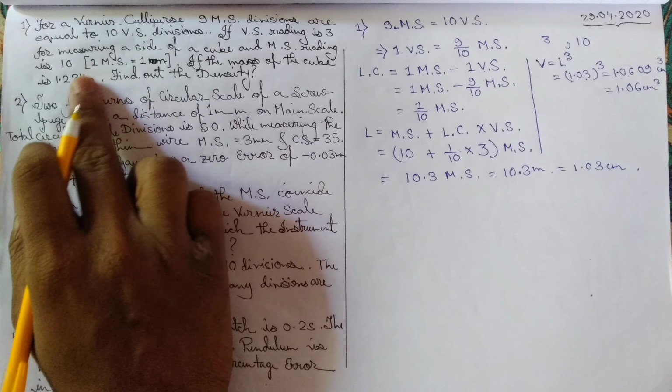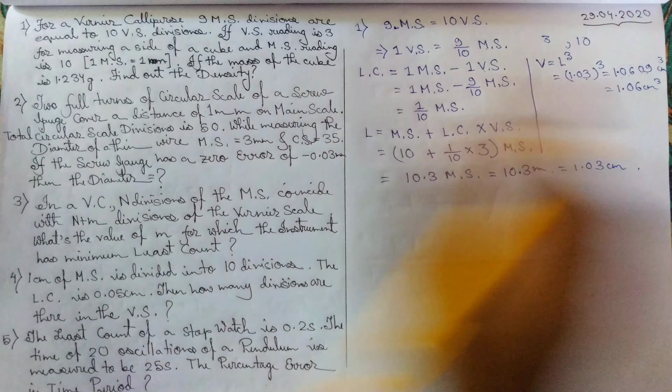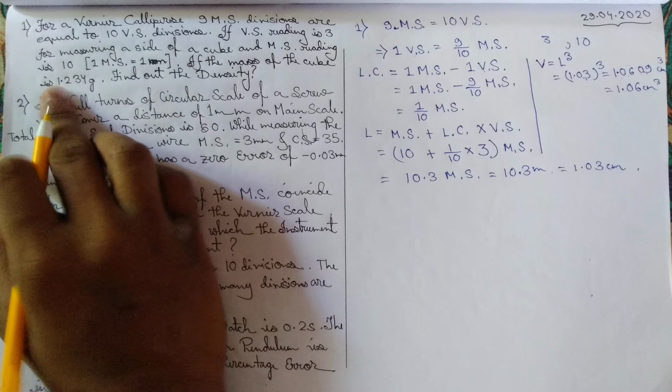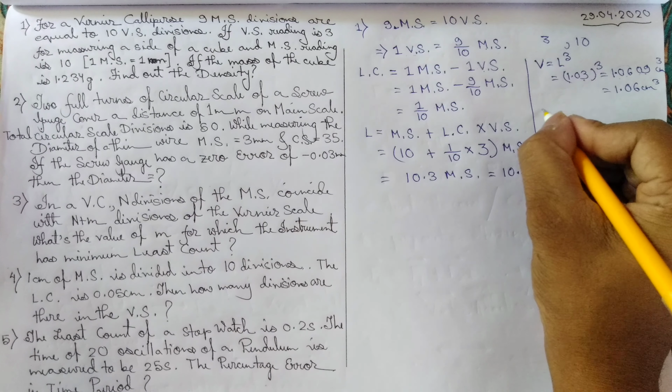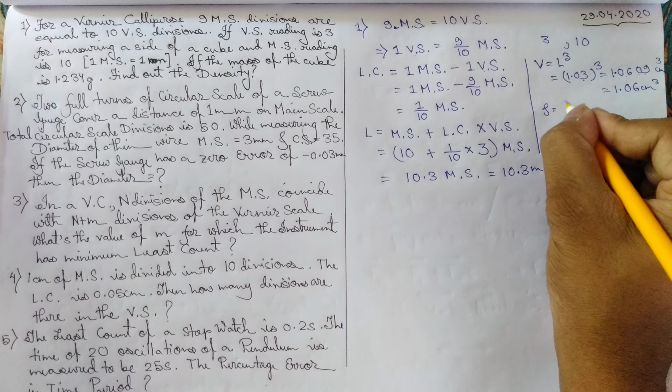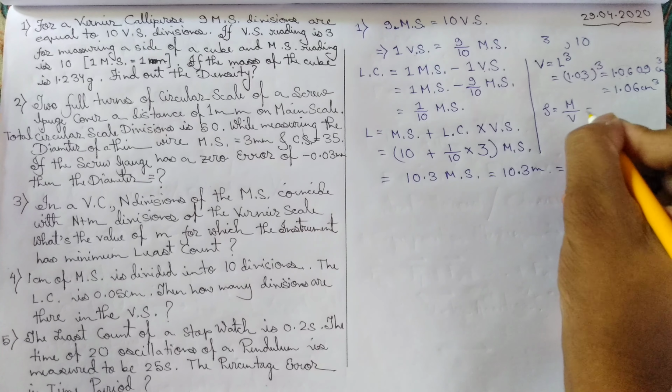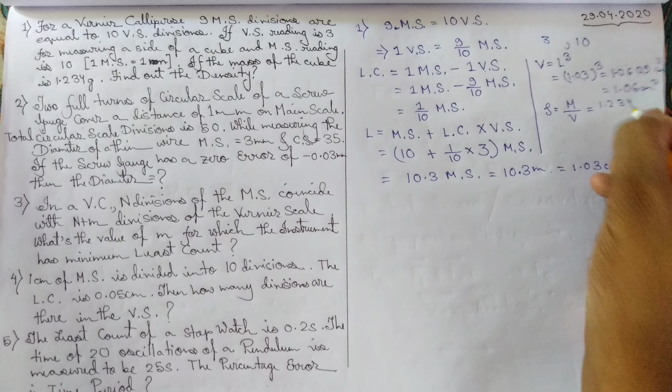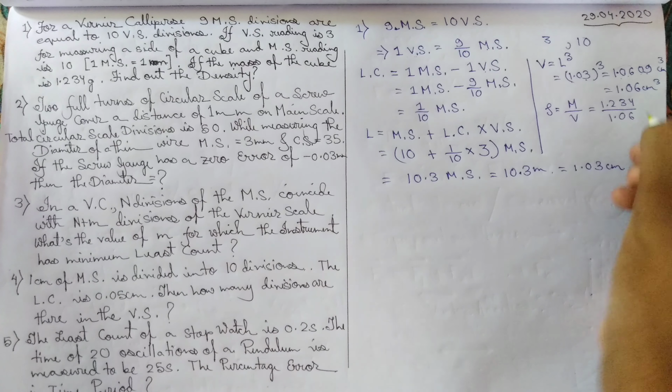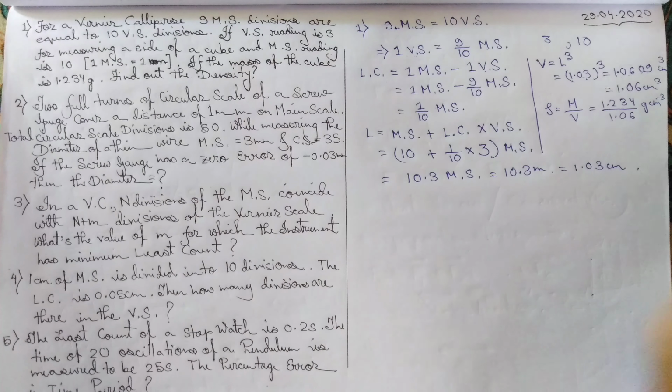Now we have to find out the density. Its mass is given as 1.234. So density rho or D is given by mass by volume. So 1.234 by 1.06 gram per centimeter cube.